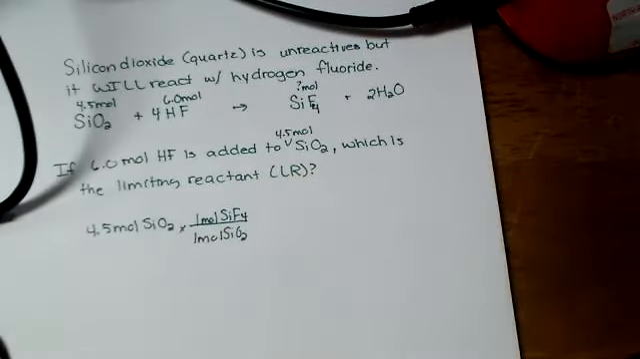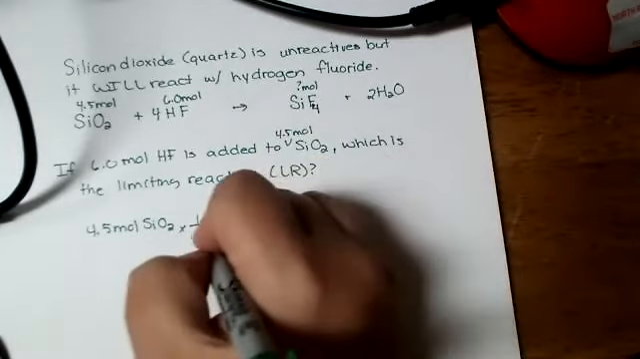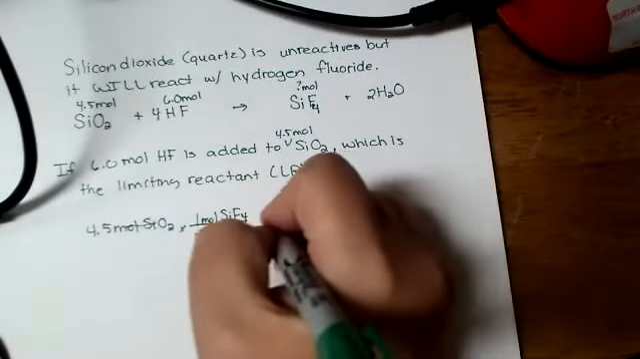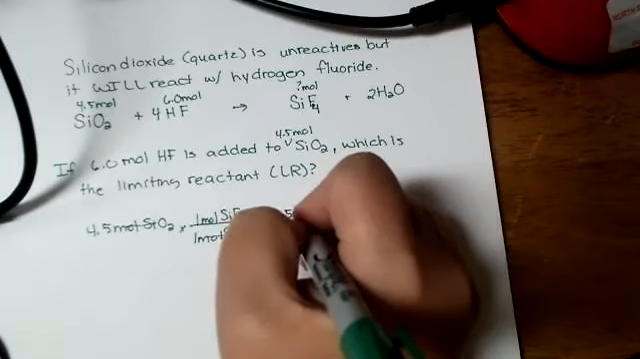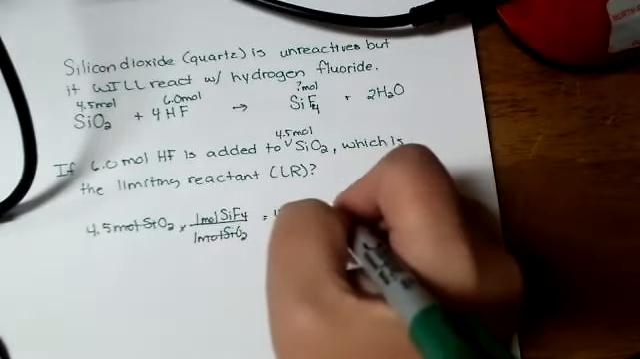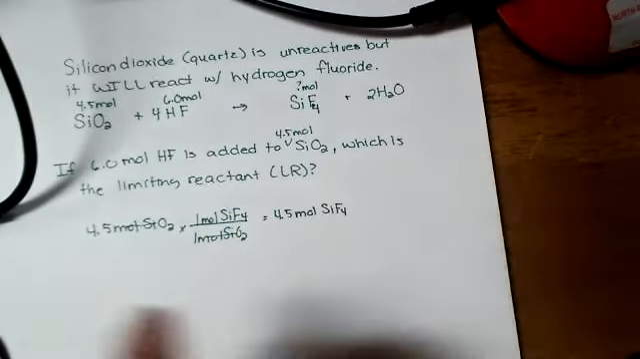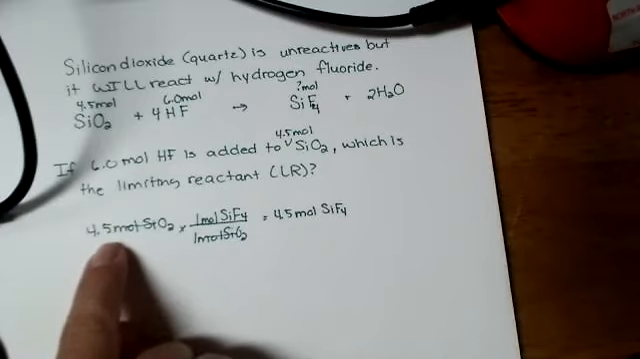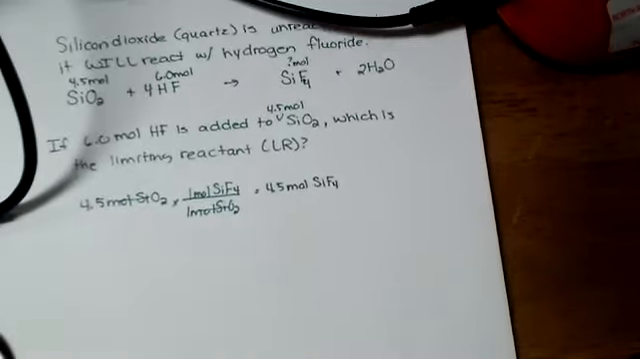And so when I run this through my calculator or my brain, I'm going to see that I make 4.5 moles of silicon tetrafluoride when I have 4.5 moles of silicon dioxide to start with.